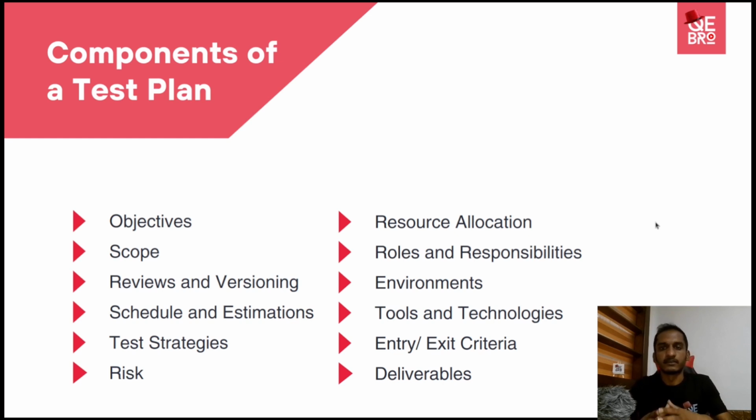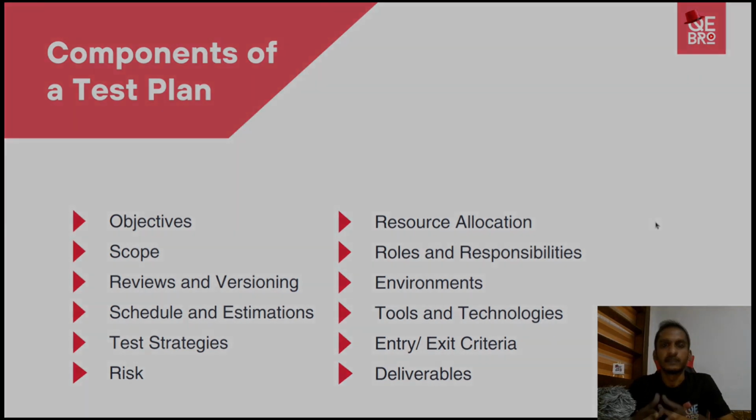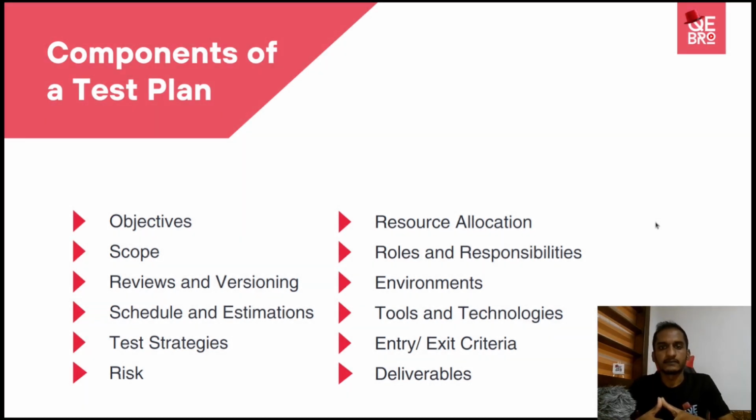Then again, resource allocation. As I mentioned, you need to mention the different environments you need, and the different resources you need, how many engineers, and who will be responsible for each task under the roles and responsibilities. Because then everybody in the team knows who is responsible for this task, and no one will miss any task. Everyone knows beforehand, okay, I am responsible for this task, so it's my responsibility to get it done. So those things you need to mention.